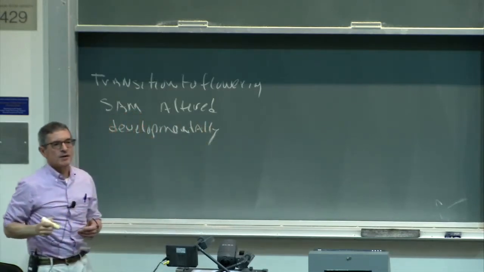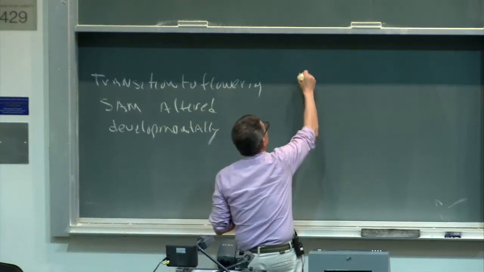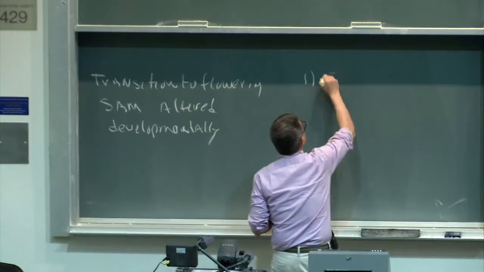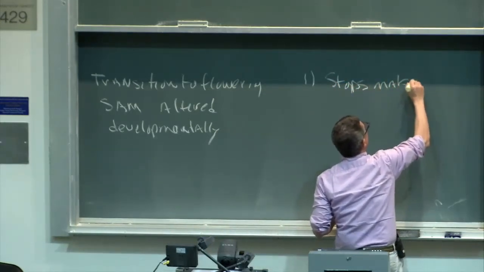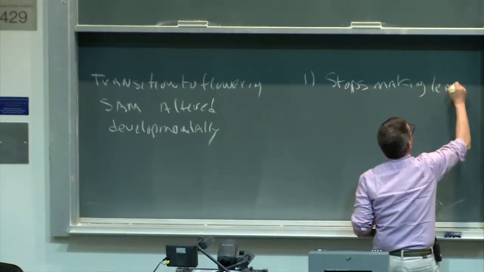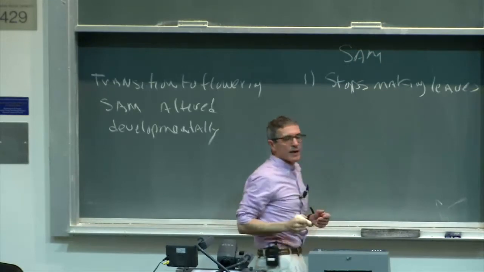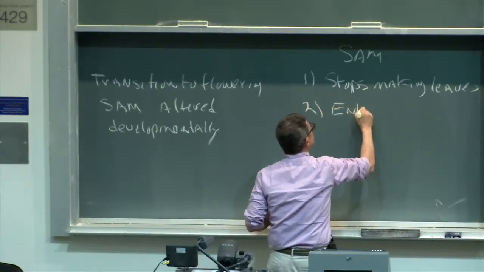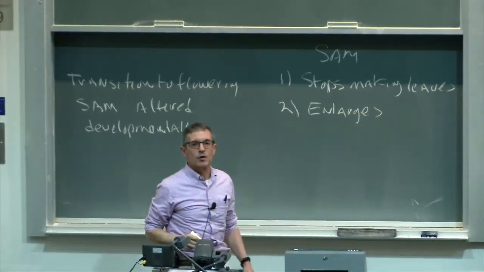And the main features that we want to draw your attention to in the alteration of the development is that the shoot apical meristem stops producing leaves. The shoot apical meristem stops making leaves. It enlarges, and it begins to make the floral organs.